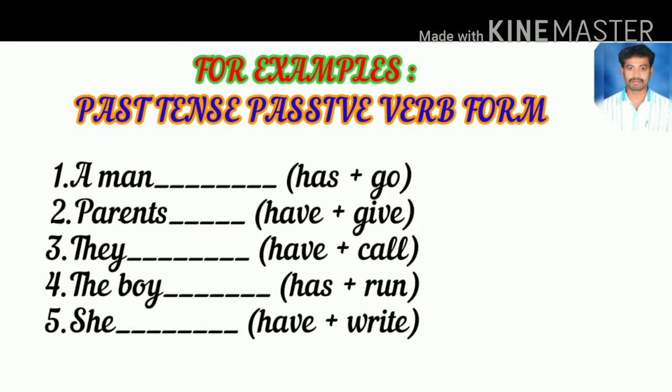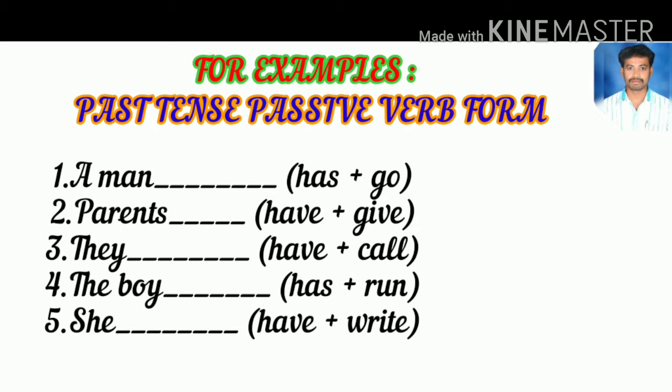Okay, so here a man is singular even though we want to use had in the past tense. Okay, and then in the present tense, I will come to that after the past tense. Parents dash, the second one, parents dash have plus give. Look at that, have plus give, have changes into had. Look at that, the subject is plural even though we are going to use had. Okay, and then after that one, been, and then give changes into given, V1 into V3.